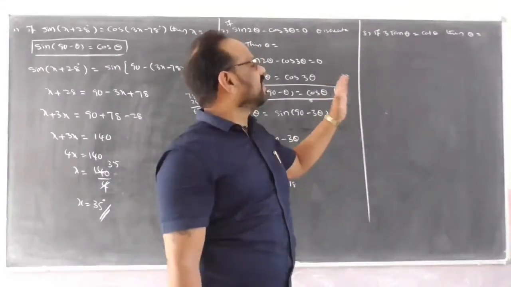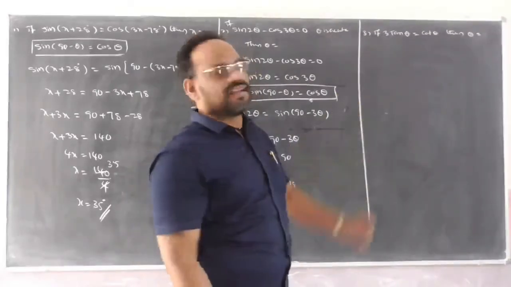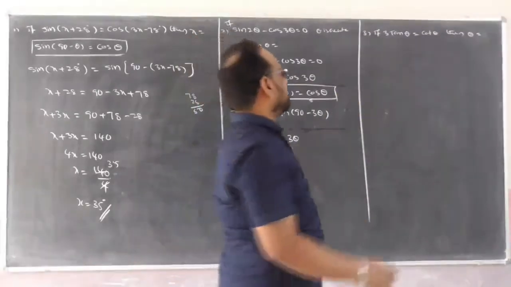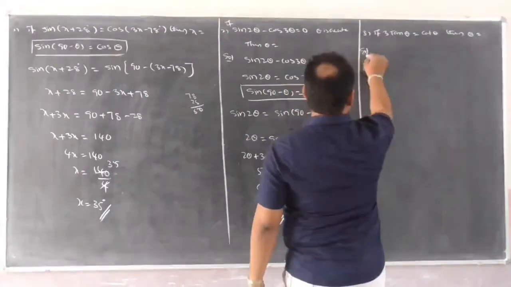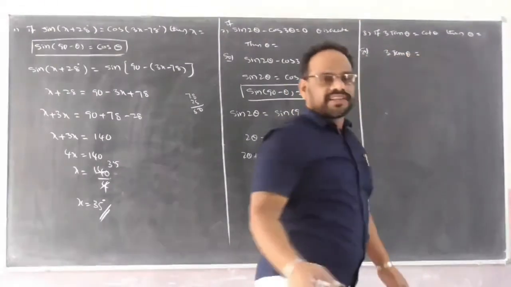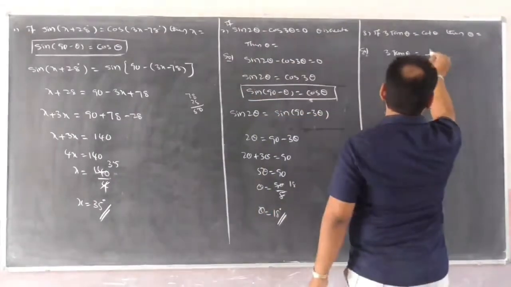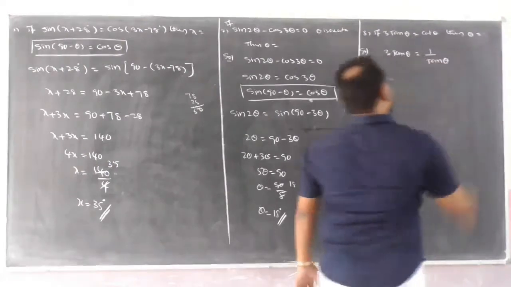Next, observe here, third one. If 3 tan theta is equal to cot theta, then we want the value of theta. Observe here, solution. 3 tan theta, and cot theta in terms of tan is clearly 1 by tan. Cot theta can be written as 1 by tan theta.